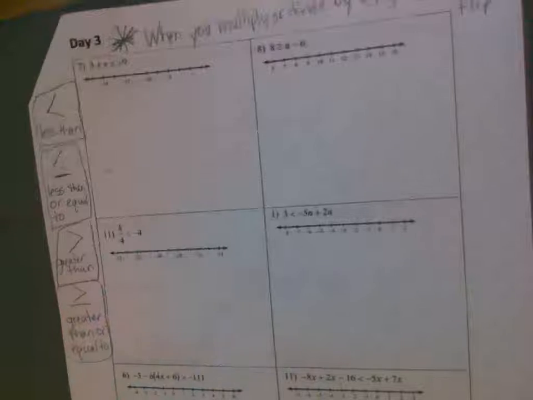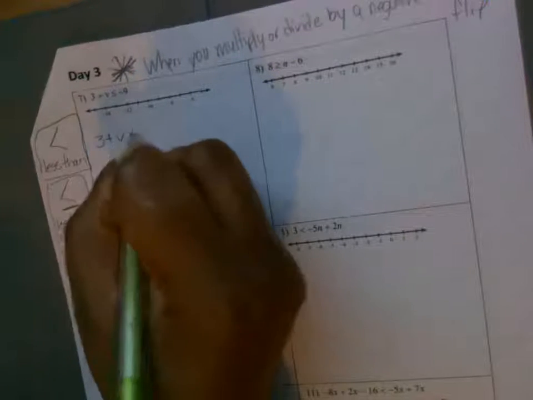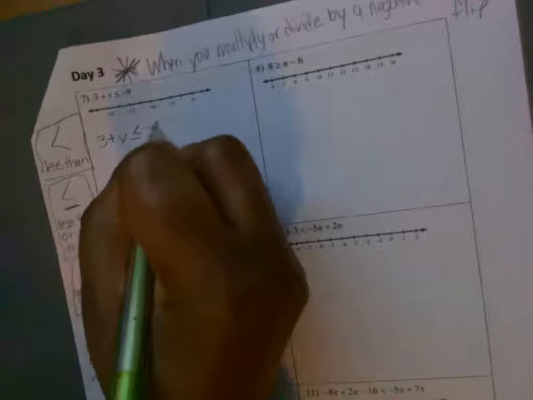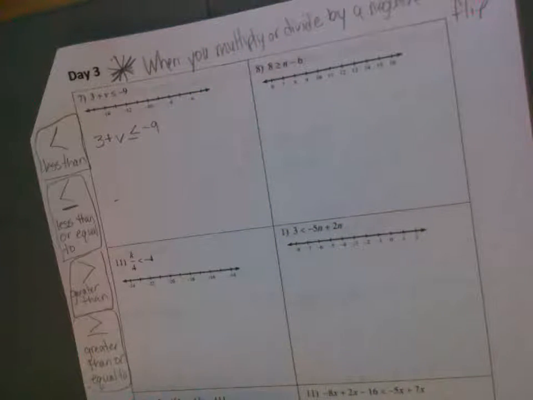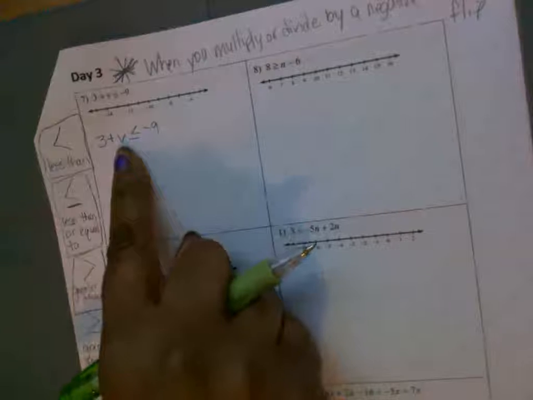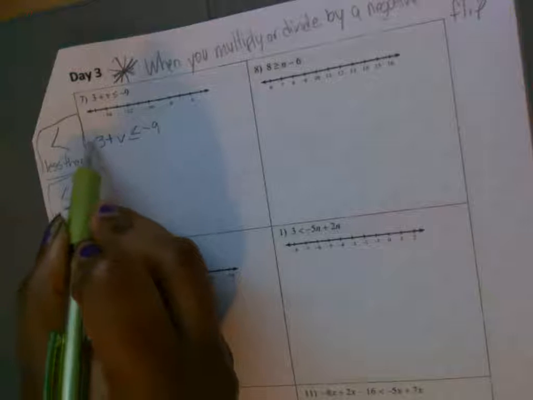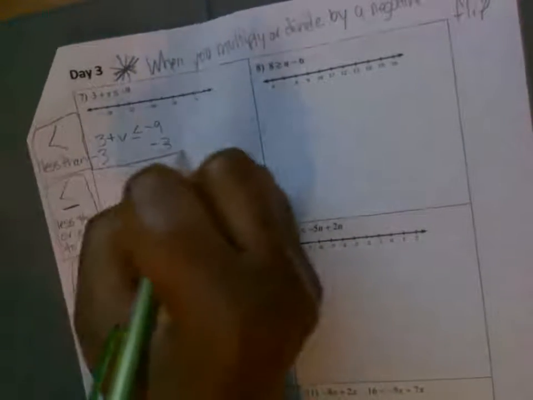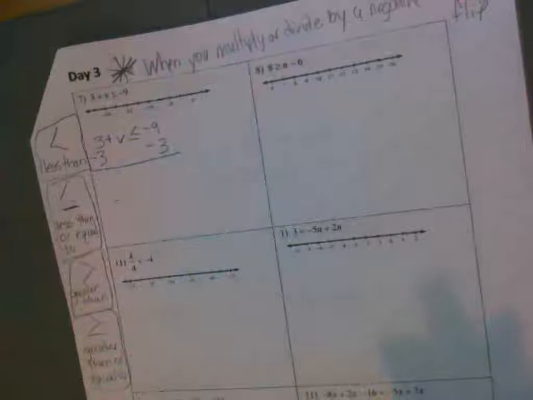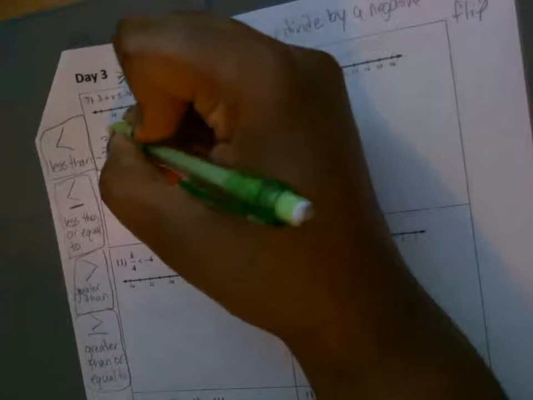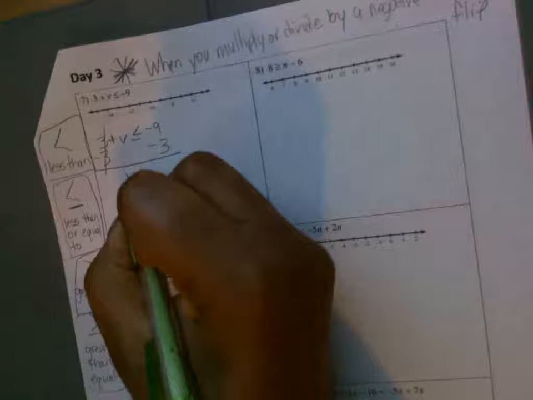Okay, so in this first problem here, I'm going to rewrite this inequality. And I'm going to treat it just like it's an equal sign. I'm going to follow the same steps. I need to get V by itself. So I got to get rid of this positive 3. I know it's a positive 3 because there's no sign or operation in front of it. So in order to get rid of a positive 3, I subtract 3 on both sides, just like it's an equation. I'm solving it the same way. When I subtract 3 here, this is gone, and I'm left with V.